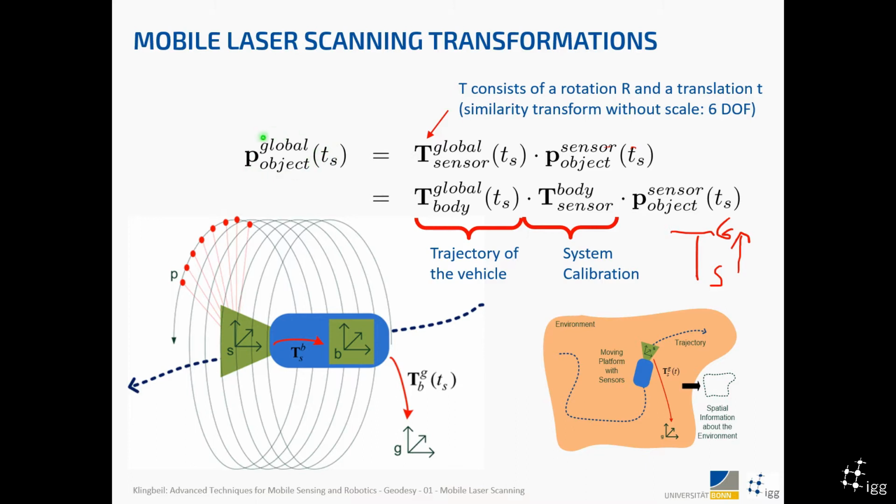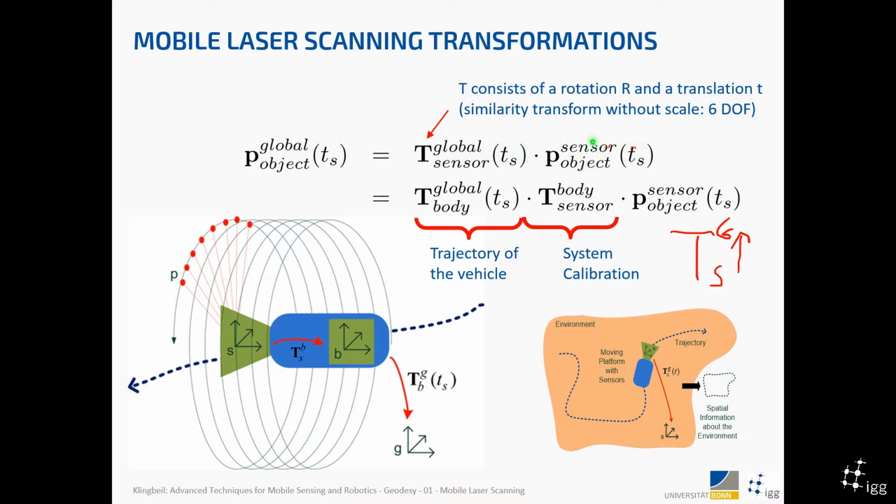So this is what we want to have, this is what we have, and what we need to determine in order to get this, we need to know the transformation from the sensor system to the global system at that specific time when the sensor has been measuring. So TS, right? So sensor time.